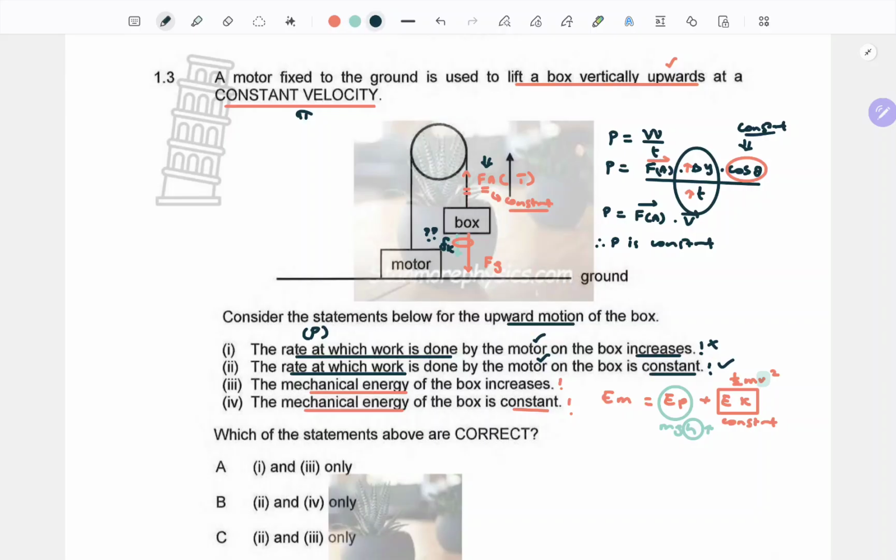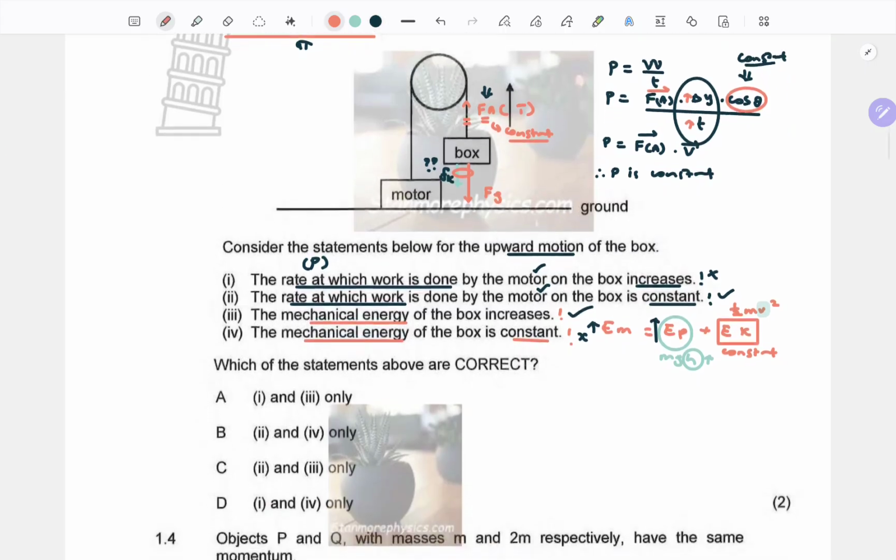As a result, we will see that the potential energy of this object keeps on increasing while the kinetic energy is constant. But now a combination of a constant and an increasing variable will result in an increase in the mechanical energy. So it increases. It does not stay constant. So we can see that the incorrect statements are statement number 1 and number 4, and the correct statements, statement number 2 and 3.